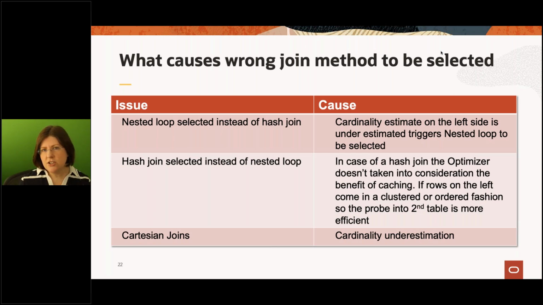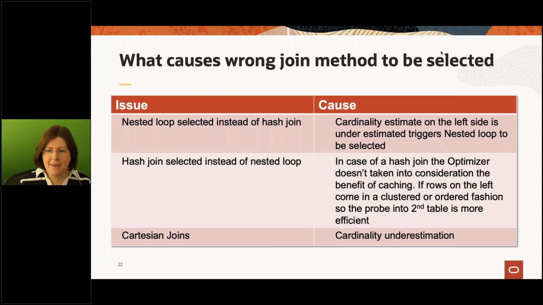A hash join being chosen instead of a nested loops is less common, but it still does happen. And it often happens if the rows coming out of the left-hand side of the join are actually clustered. In other words, they're in some sort of ordered fashion that I could perhaps get them out of an index in that ordered fashion. And so the number of IOs needed to read that data is actually far less than the optimizer estimates. And so that can cause us to pick a hash join instead of a nested loops.